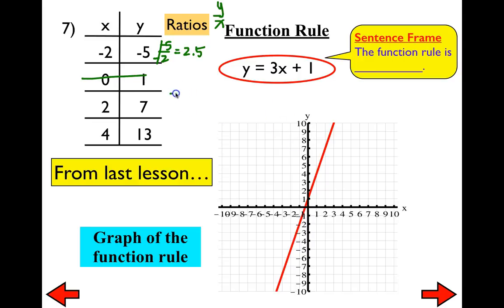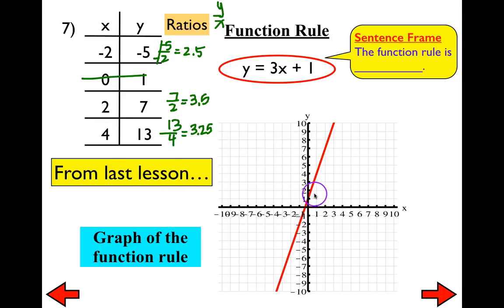Then we would have 7 over 2, which is 3.5. So already we can see that the ratios are not equivalent. That's why it's not a proportional relationship. But if you wanted to check the last one, 13 over 4, this would give me 3 and 25 hundredths. So again, these ratios are not equivalent, therefore we can say that for sure it's not a proportional relationship.